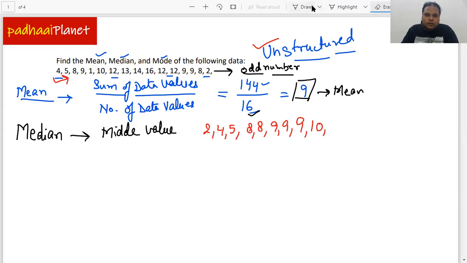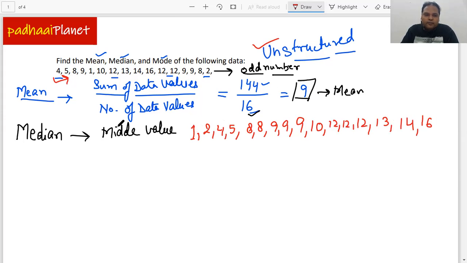So let's write it here. Good, I saw that. Okay. And after 10, we don't have 11, we have 12, 13, 14, and 12 is once, twice, thrice. So we'll write thrice 12. Then we have 13 once, 14 once, and 16 once. So we will write 13, 14, and 16. Here we have put all the data values in ascending order, and now we need to find the median.